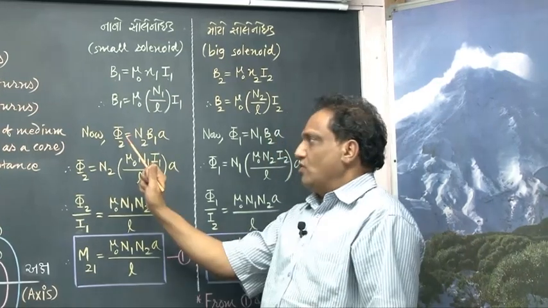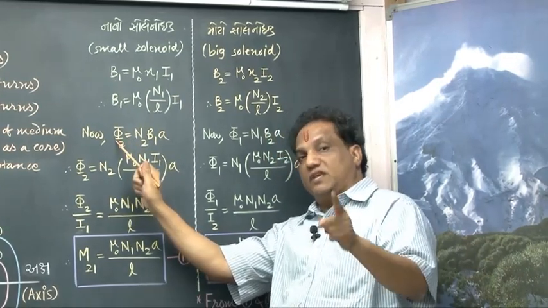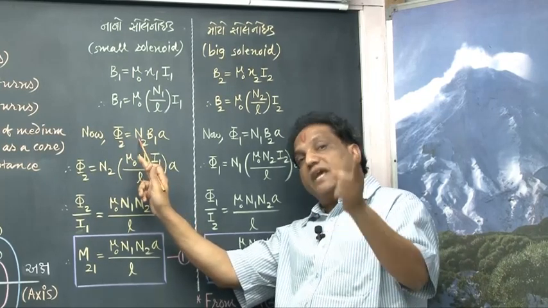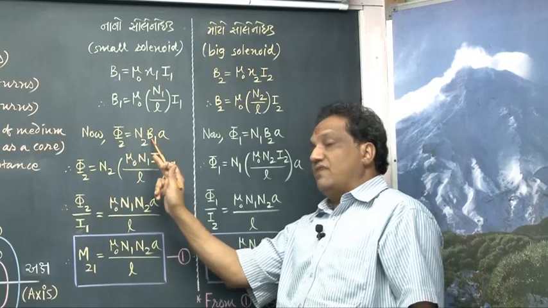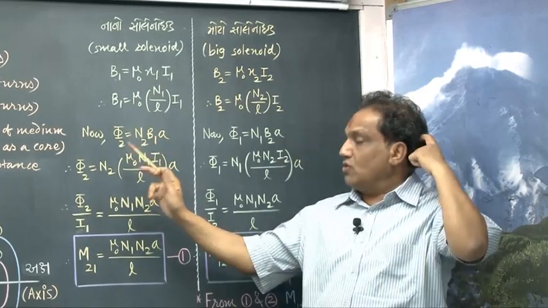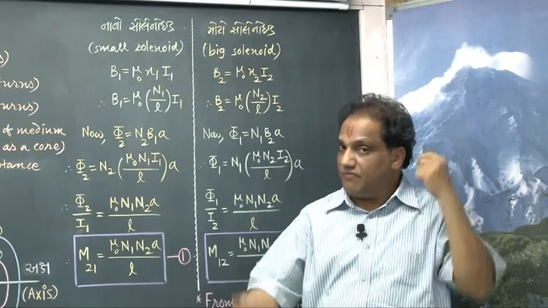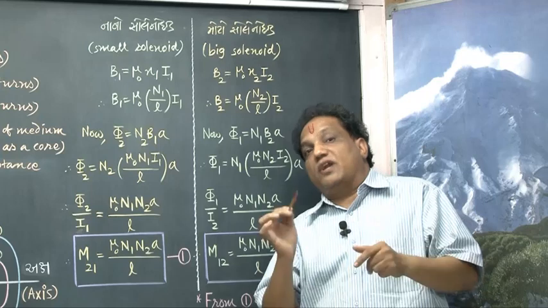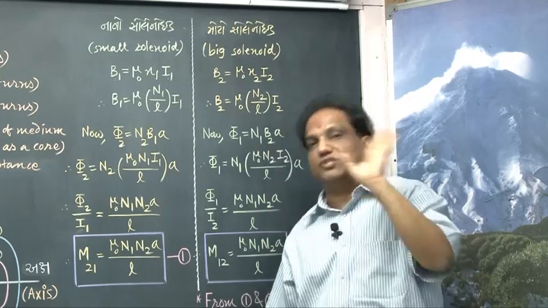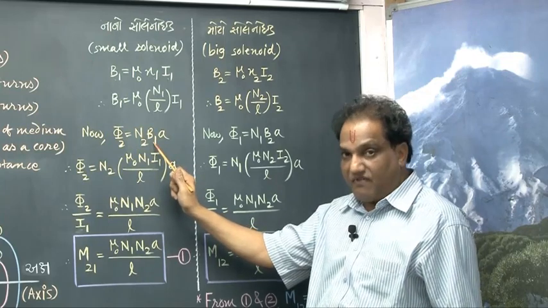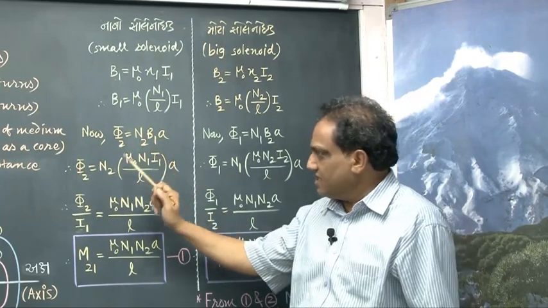N2 B1 A. When you are going to find out the magnetic flux linked with the second solenoid, here you should take the total number of turns in the second solenoid. Here, the magnetic field of the first solenoid. Because we are going to discuss mutual induction, when you talk about magnetic flux linked with the second solenoid, you should think of the magnetic field produced in the first solenoid. So here phi 2, but here B1. Fine. N2 as it is.